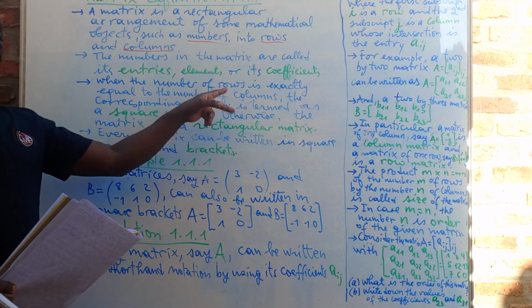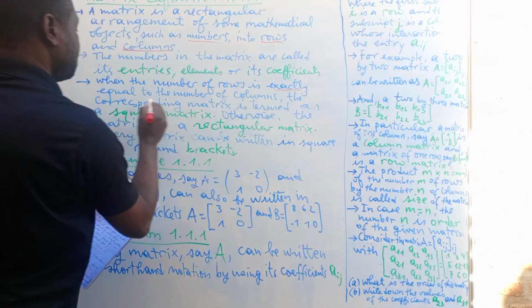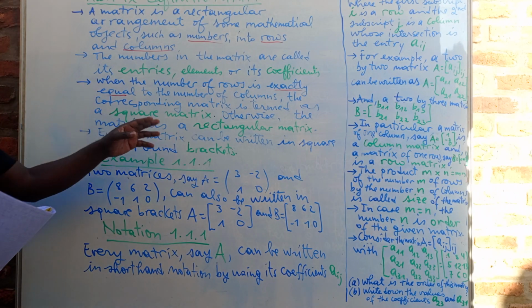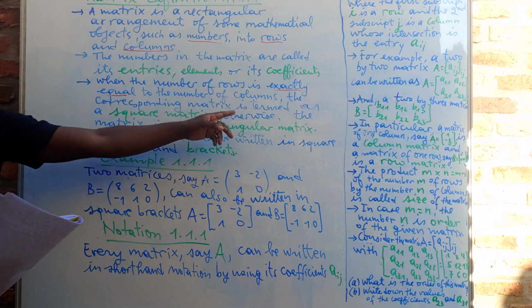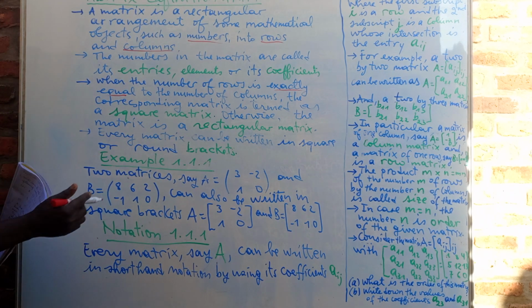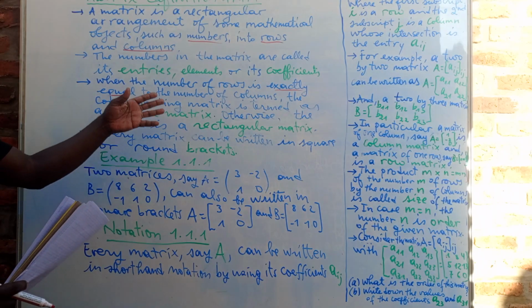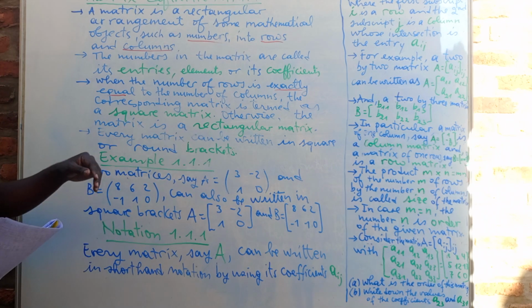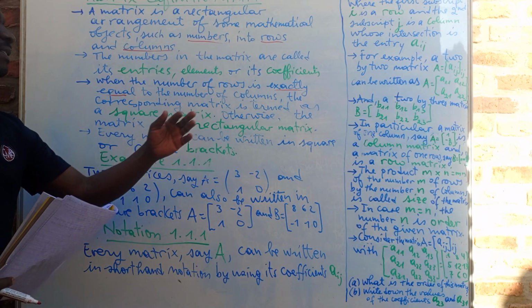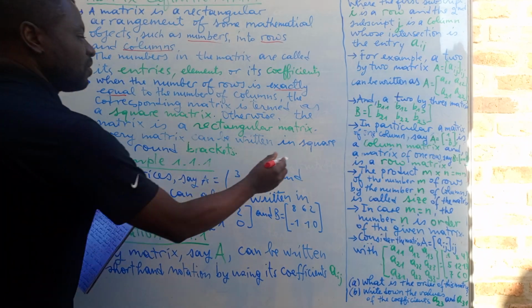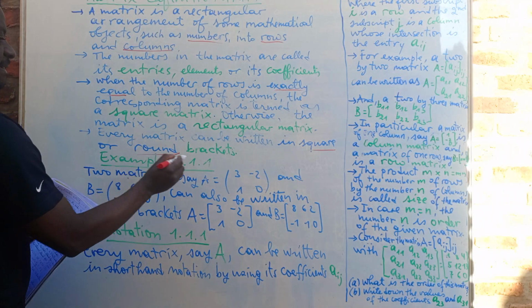When the number of rows is exactly equal to the number of columns, the corresponding matrix is termed a square matrix. Otherwise, the matrix is a rectangular matrix, in case the number of rows is not equal to the number of columns. Every matrix, being a square or rectangular matrix, can be written in square or round brackets.